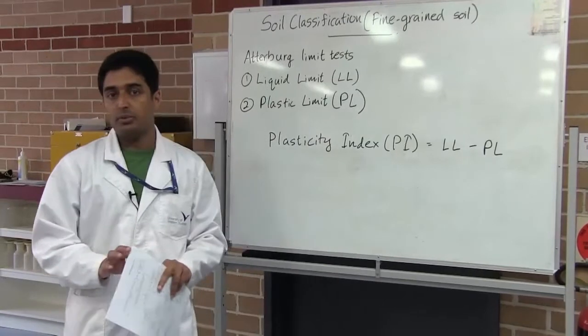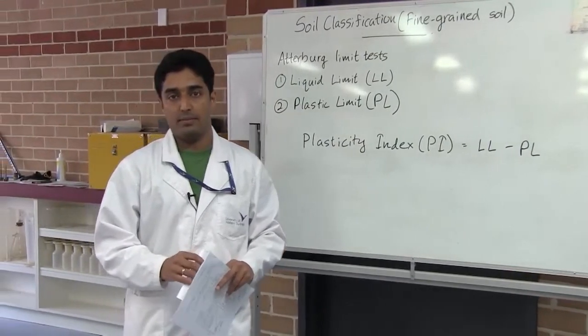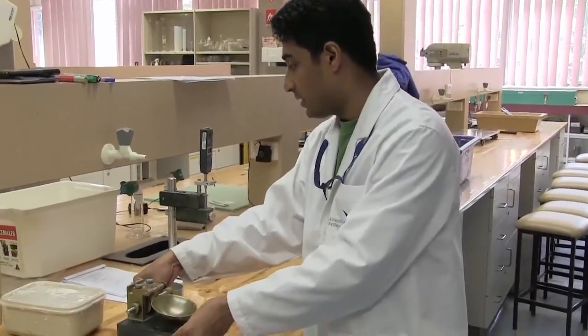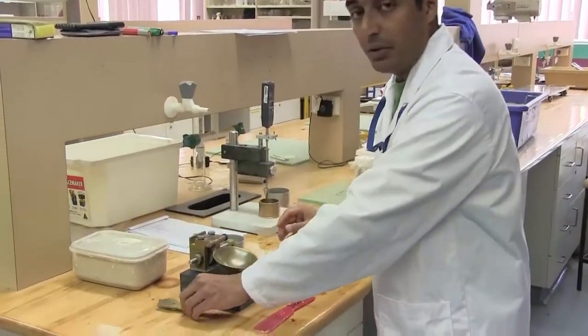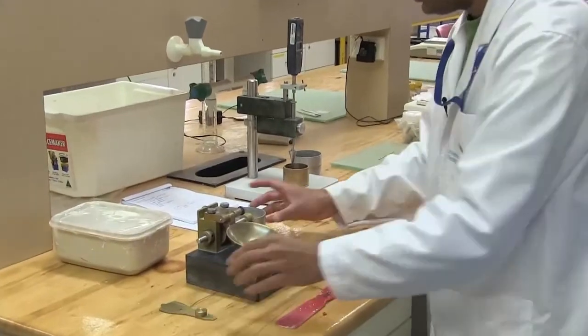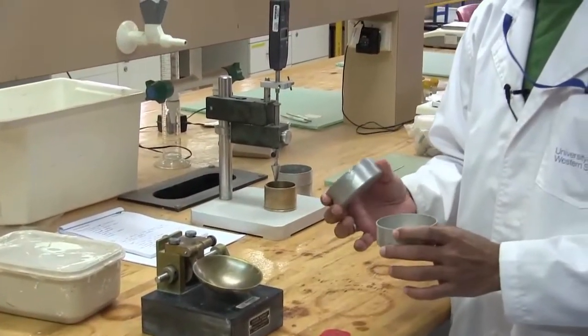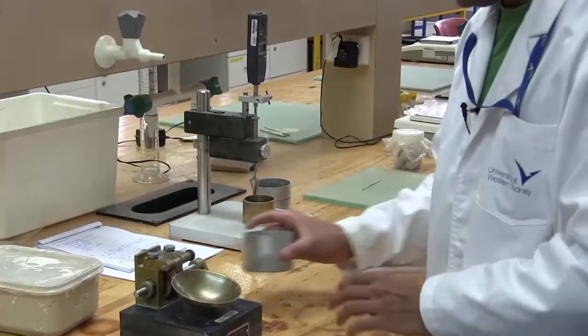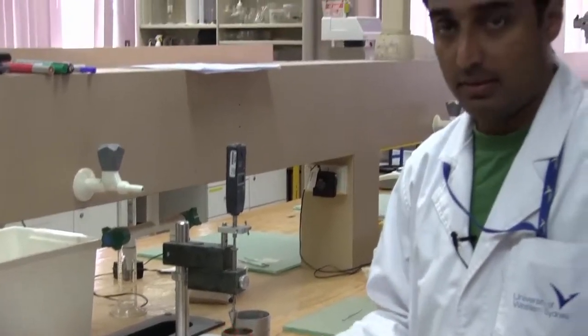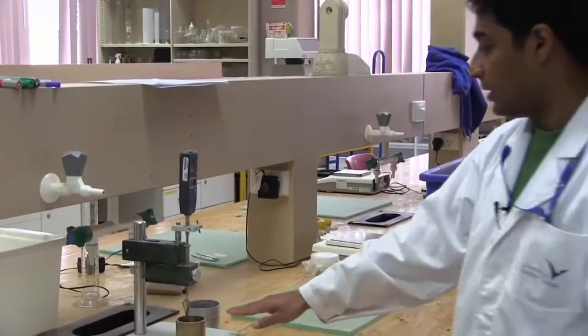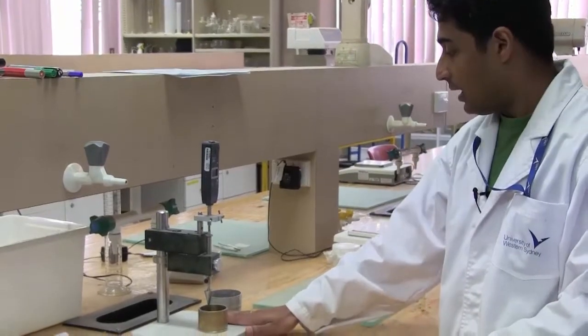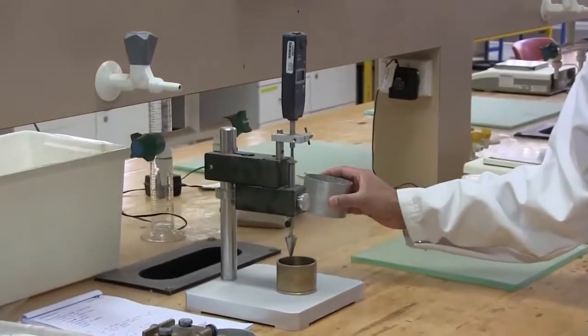I'll introduce you to the equipment we are going to use today. For the Casagrande test, we are going to use the standard Casagrande apparatus and the grooving tool. We are going to use a few metal cans to determine the moisture content and a spatula. For the cone penetrometer test, we have the cone penetrometer as well as the moisture content cans.